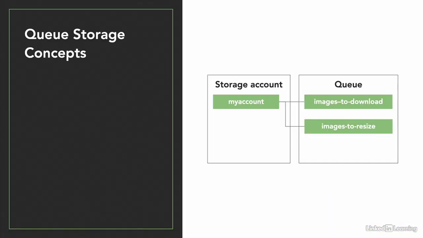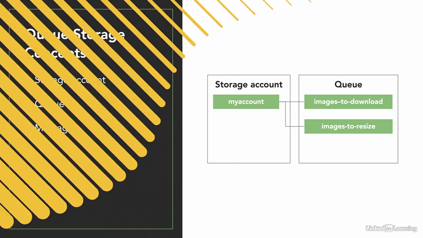Queue storage contains the following components. All access to Azure Storage is done through a storage account. A queue contains a set of messages. The queue name must be all lowercase, and a message can be in any format of up to 64 kilobytes. The maximum time to live can be any positive number, or -1 indicating that the message doesn't expire. If this parameter is omitted, the default time to live is 7 days.